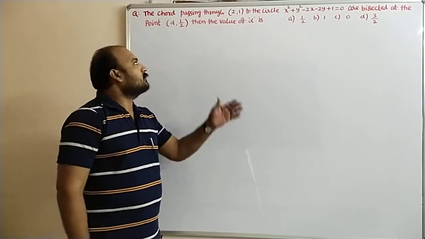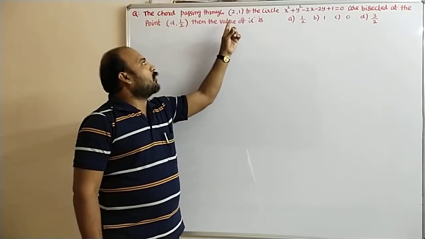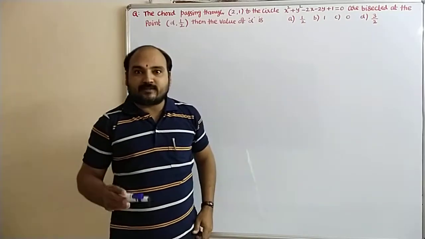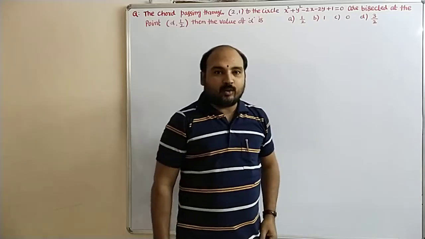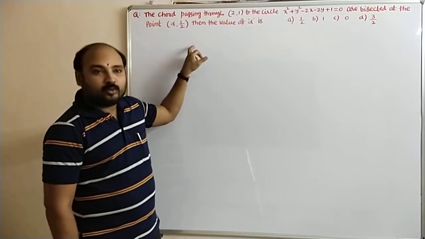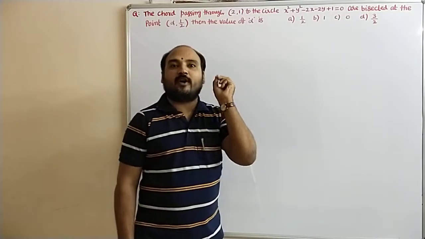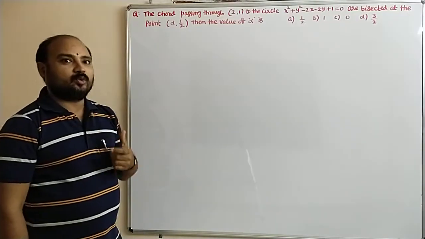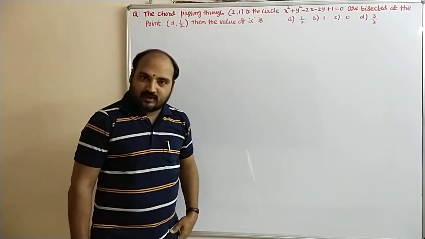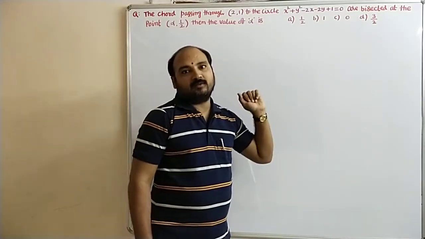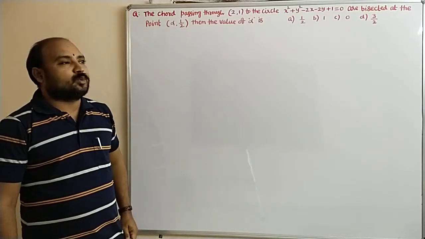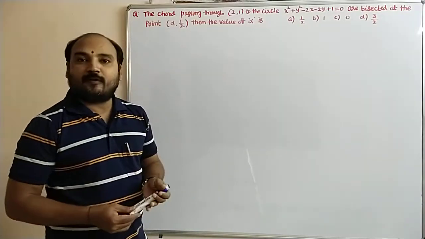The next question. The chord passing through the point 2, 1 to the circle x square plus y square minus 2x minus 2y plus 1 equal to 0 are bisected at the point alpha, 1 by 2, then the value of alpha is. Once again you repeat. The chord passing through the point 2, 1 to the circle are bisected at the point alpha, 1 by 2, then the value of alpha is.